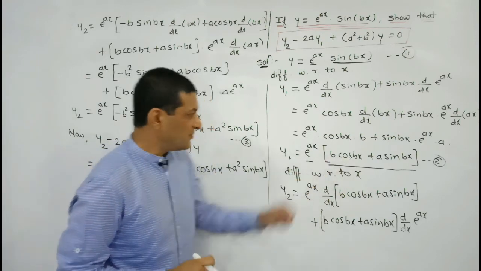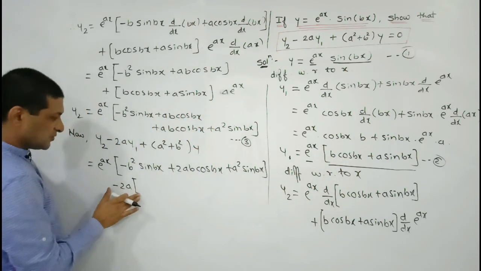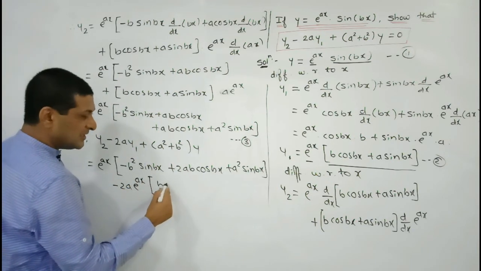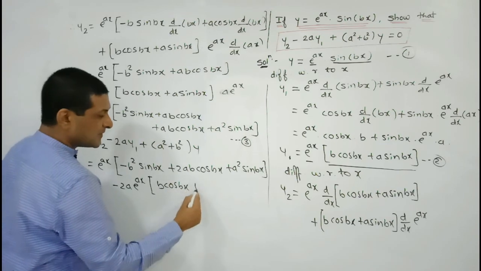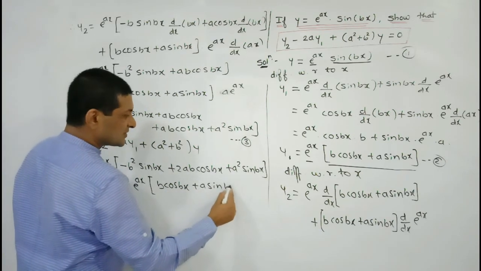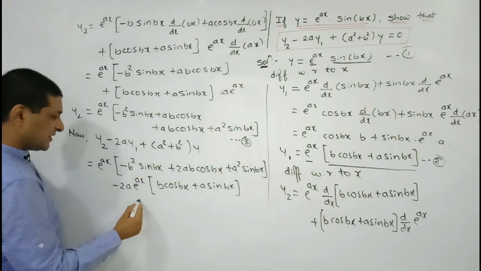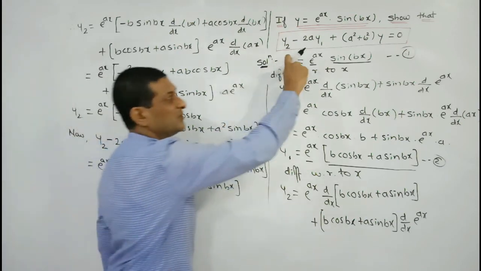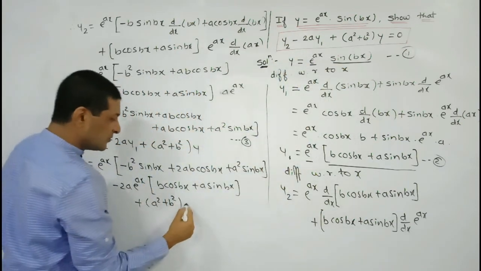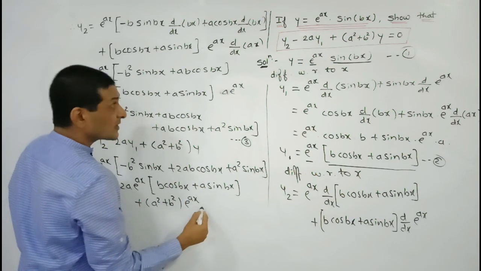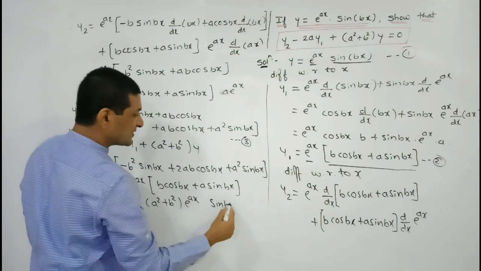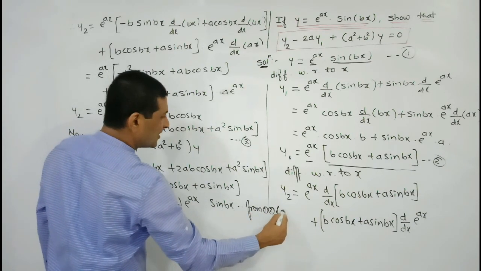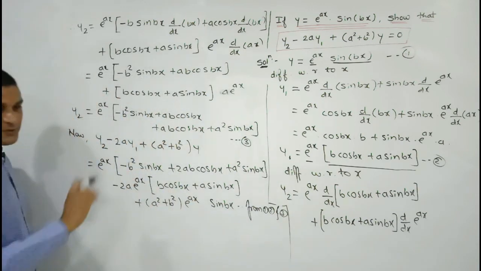What is the value of y1? y1 will be equal to e raised to power ax into b cos bx plus a sin bx. Okay, and lastly keep this a square plus b square as it is, replace y by its value. We can observe that here value of y will be equal to e raised to power ax into sin bx. All these values we are substituting from equation first, second, and what? Third. From these three equations we have substituted the values.